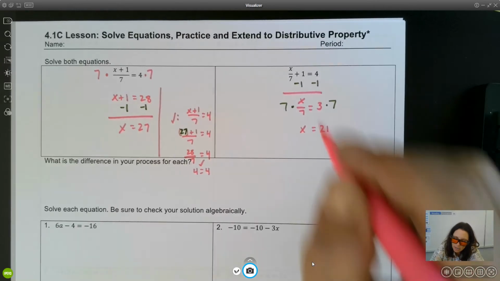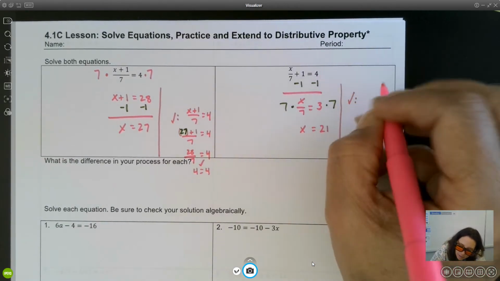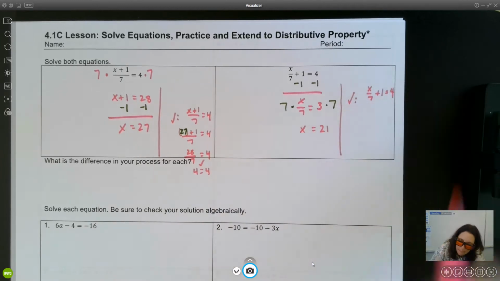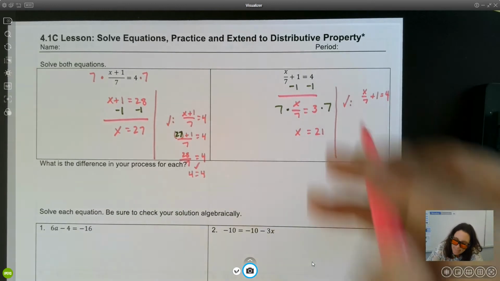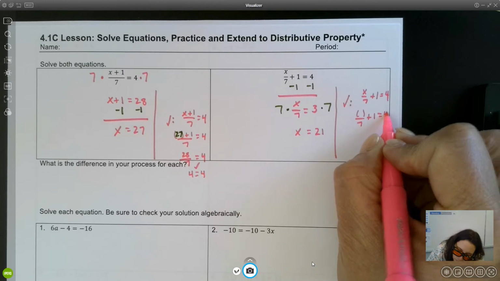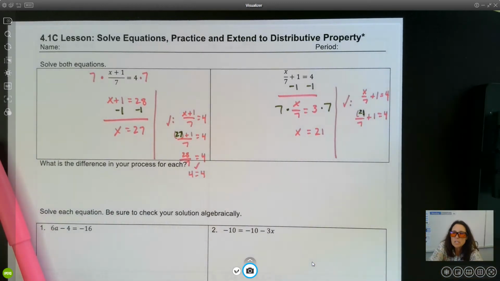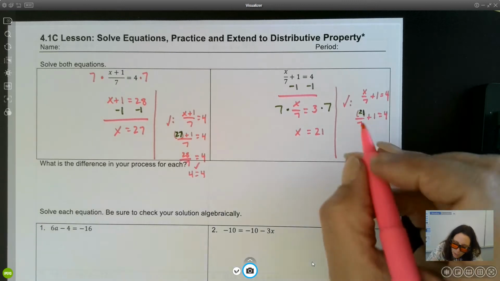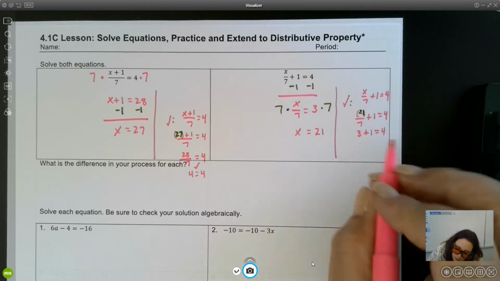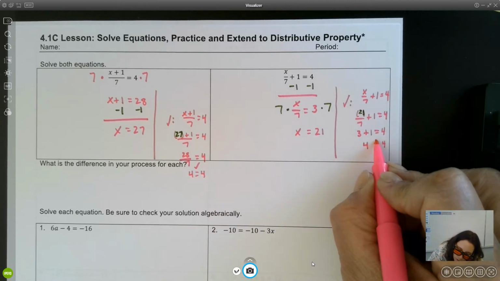Okay, let's do a check on this guy. So we've got x over 7 plus 1 equal 4. Parenthesis over 7 plus 1 equal 4. Inside the parentheses, tucking in a 21. 21 divided by 7 is 3 plus 1 equal 4. 3 plus 1 is 4. Is that equal to 4? Yes, it is.